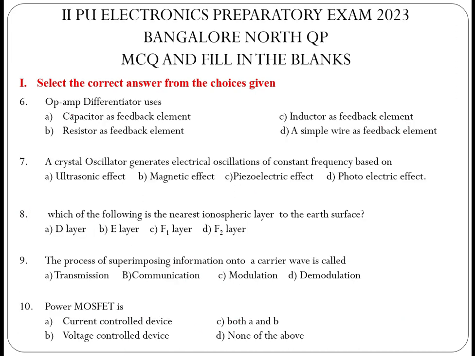Sixth question, op-amp differentiator uses. Here, which is the feedback element that we are using is being asked. So you should be careful in identifying. You usually remember the first circuit, like integrator and differentiator. You remember the differentiator circuit. First capacitor will come, next resistor will come. So this is the feedback, hence resistor as a feedback element.